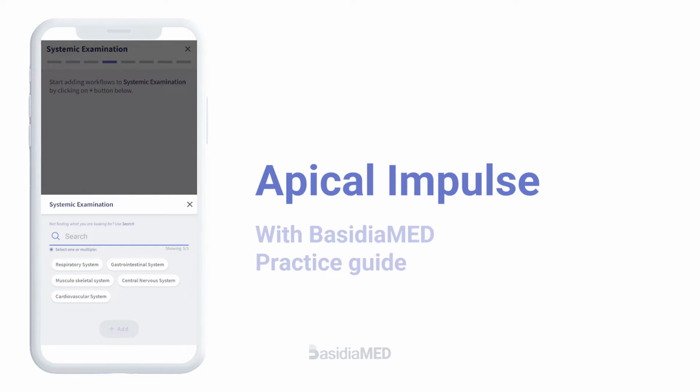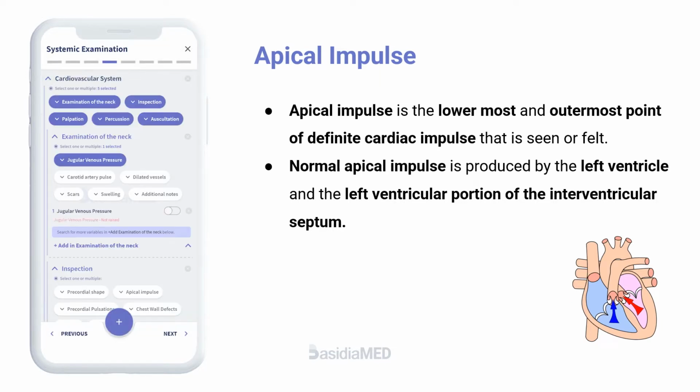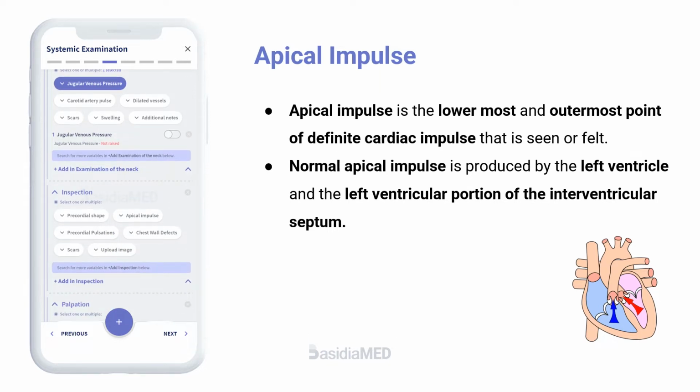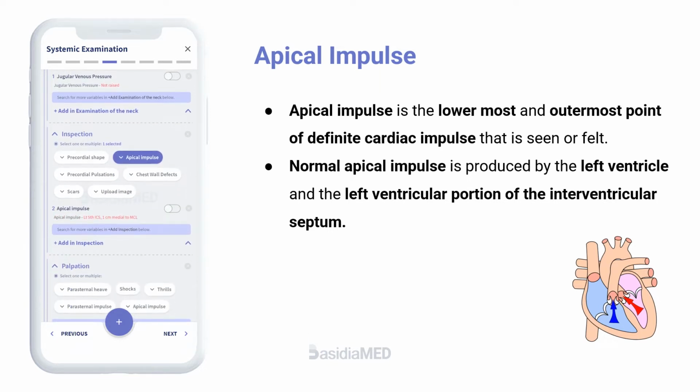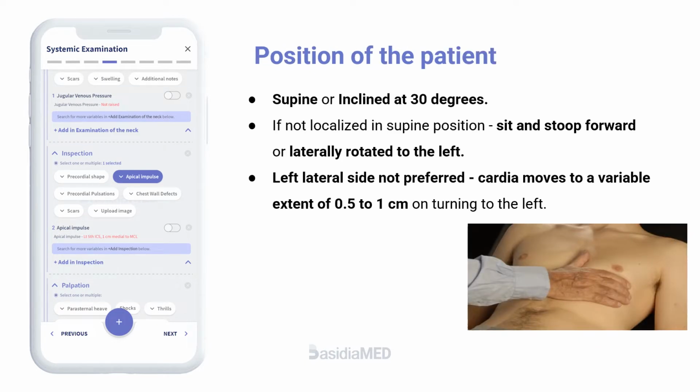Apical impulse. Apical impulse is the lowermost and outermost point of definite cardiac impulse that is seen or felt. Normal apical impulse is produced by the left ventricle and the left ventricular portion of the interventricular septum. How to check for apical impulse.